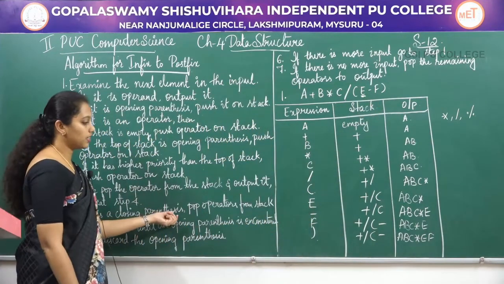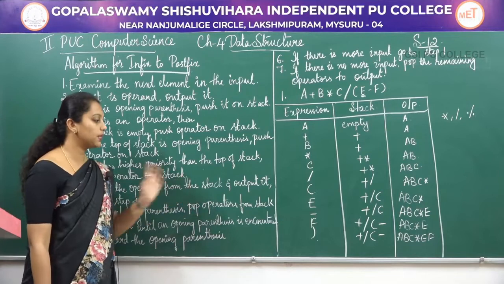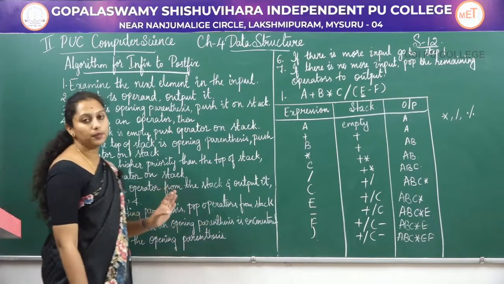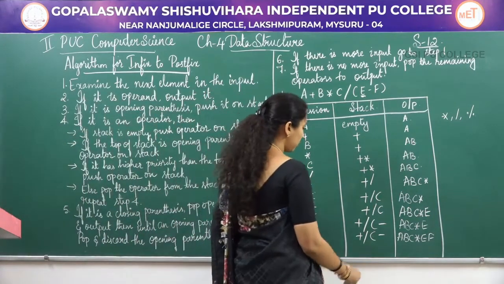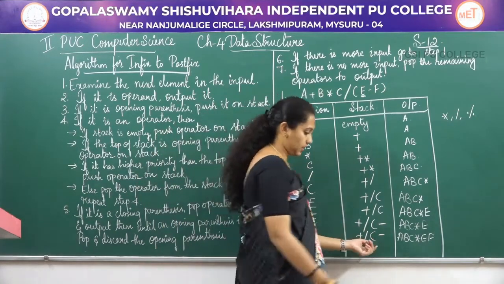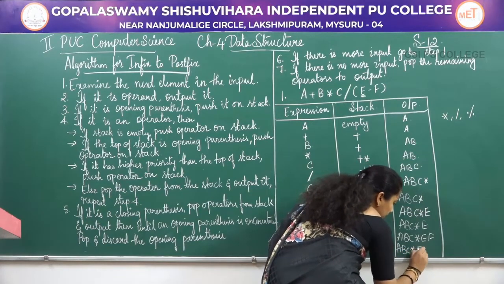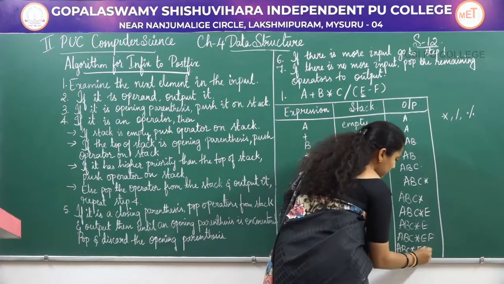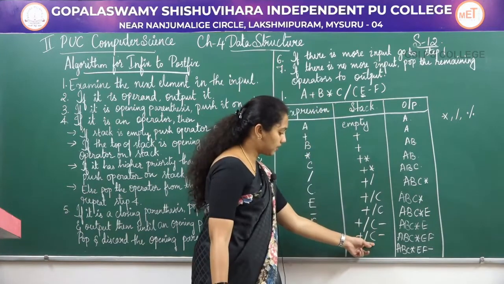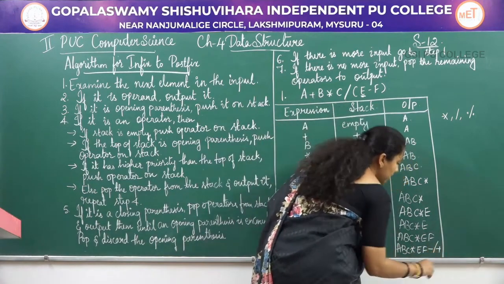If it is a closing parenthesis, pop operators from the stack and output them until an opening parenthesis is encountered. Then pop and discard the opening parenthesis. So what do we have to do now? We have to pop all the operators until we get this parenthesis. So that is A, B, C star E, F. Pop the operators. The first operator is minus. We got the opening parenthesis, so discard it.